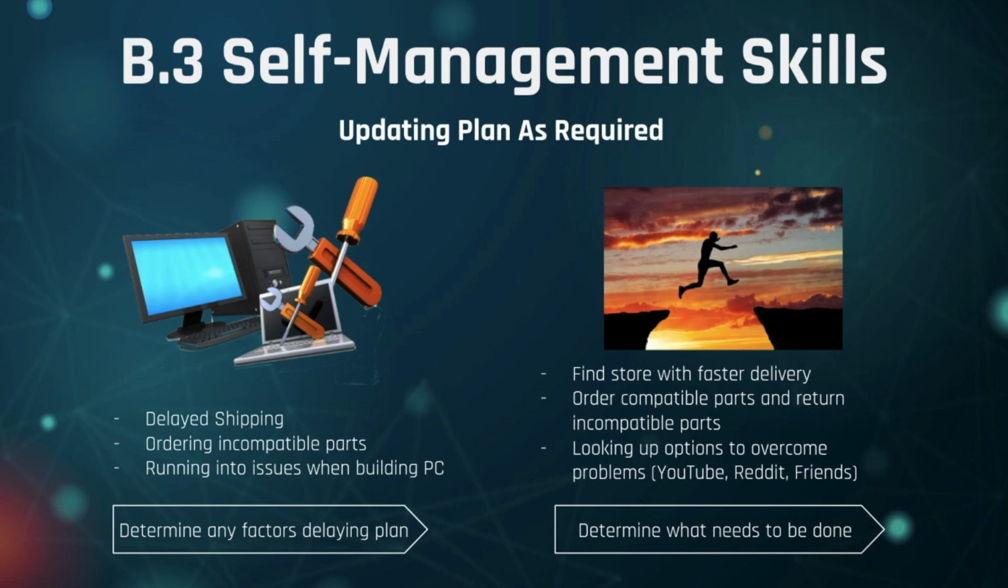The second self-management skill I was able to improve upon was updating my plan as required. Honing these skills allowed me to determine any factors that were delaying my plan. For example, facing issues regarding delayed shipping, ordering incompatible parts, as well as running into issues when building the PC itself. Now, in order to fix these issues, I had to determine what needed to be done. Overall, developing these skills certainly helped me to overcome any of the obstacles I faced.